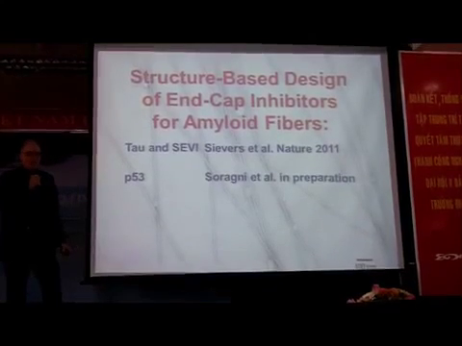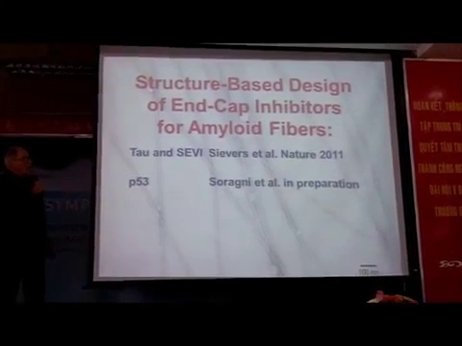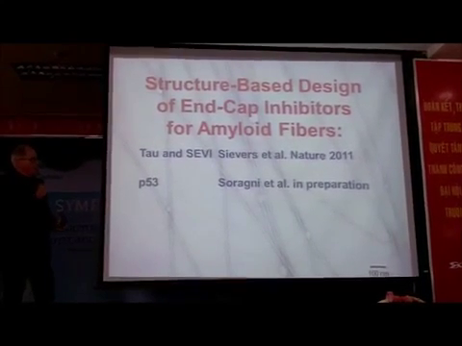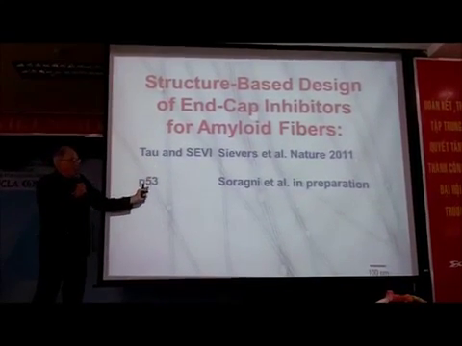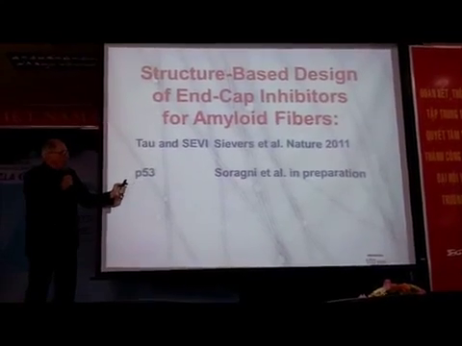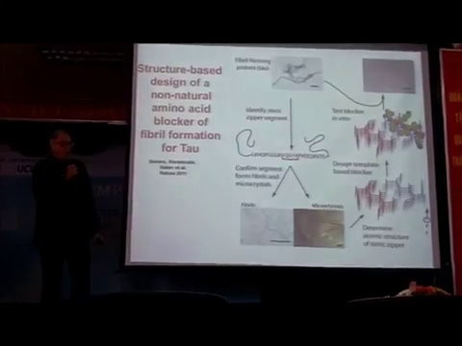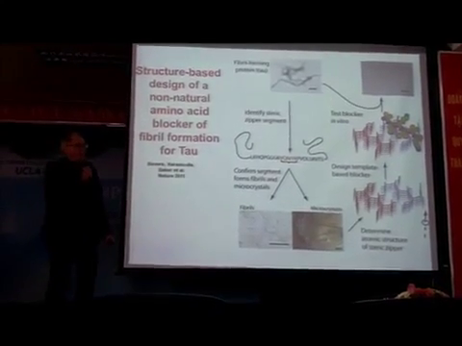I won't go into details beyond that. So what about inhibiting these fibers? Well, we learned how to inhibit them, and so far we've done that for 3 different types of fibers. I'm going to start with tau and then move to P53. Tau is one of the Alzheimer's proteins.